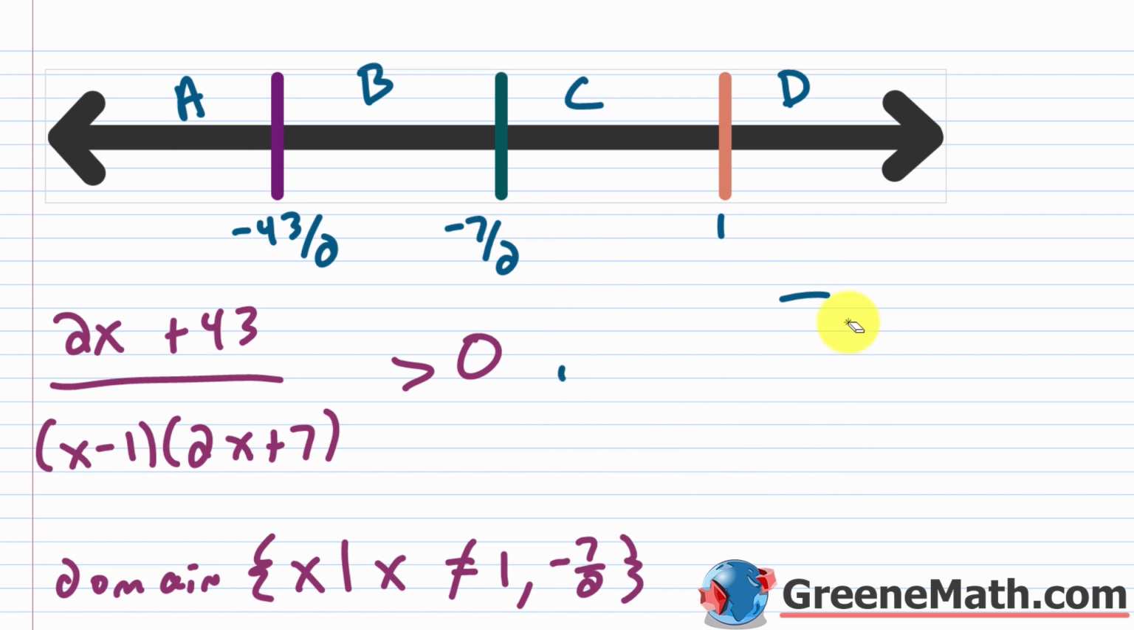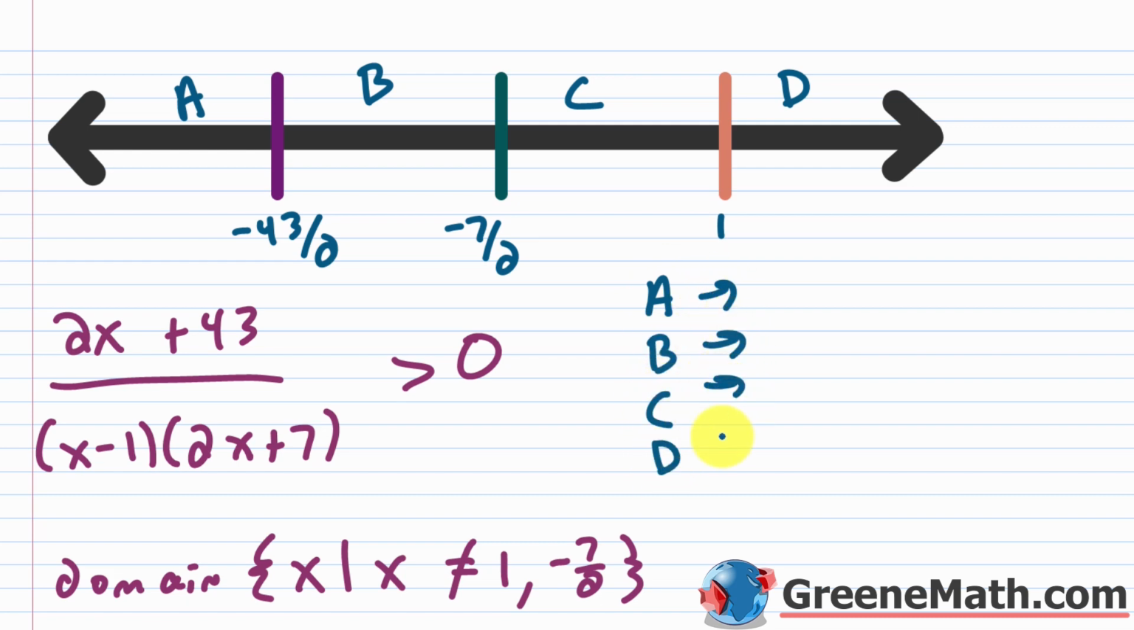I think we know what we have here. And we also know this is a strict inequality here. So if we think about negative 43 over 2, negative 7/2, or 1, those are all going to be excluded. Okay, so we can just determine that now. All right, so let me just write out that we have A, we have B, we have C, and we have D. And we just need a test inside, and this is going to get quite tedious.